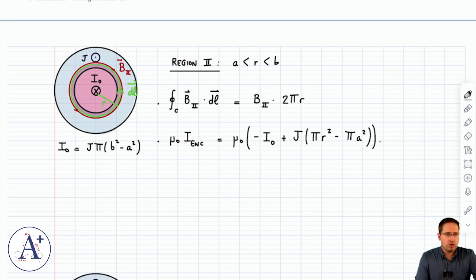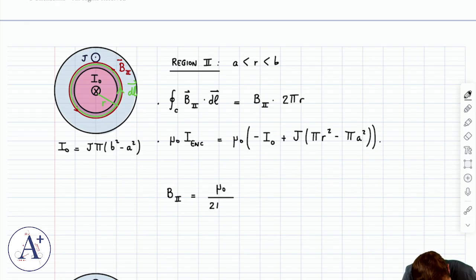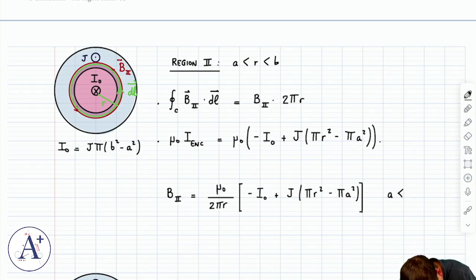Okay? And by Ampere's law, we're going to find that B2 is equal to mu 0 over 2 pi r times minus I0 plus J times pi r squared minus pi a squared. It's going to look a little weird, but bear with me. Okay, well, it is what it is. I mean, that's what I get.